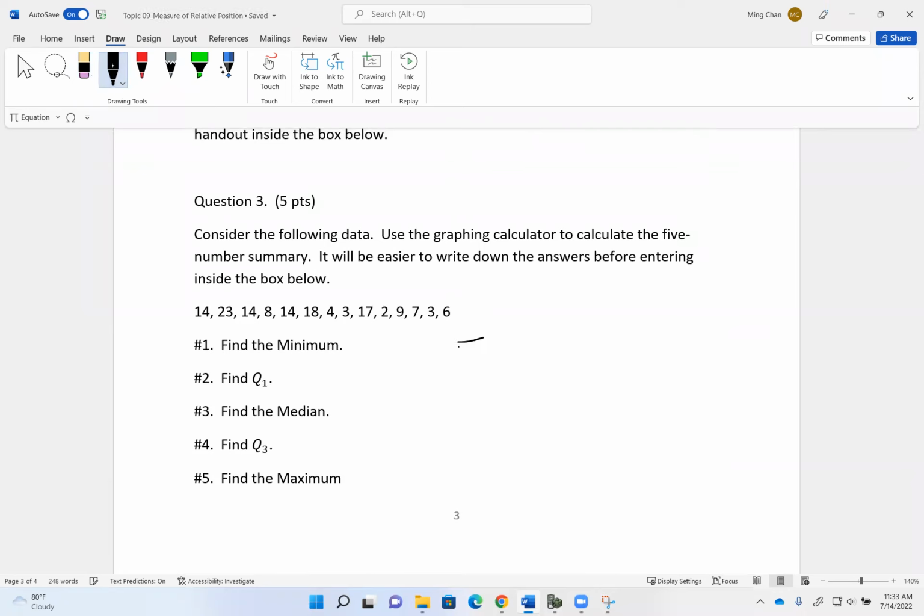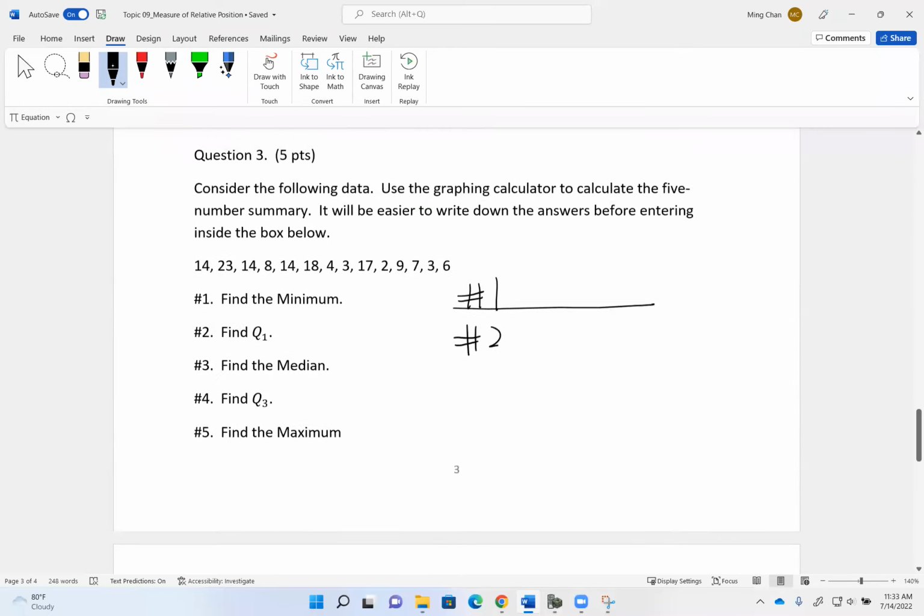When you enter, make sure you say number 1 and give me the answer, and then enter number 2 and give me the answer. Make sure you don't put them all together under the same graphical equation. Type the answer in one line, press enter, and then start another graphical equation. If you put all the answers under one graphical equation, a lot of times we will not see what you actually entered. So enter the 5 number summary for me here.